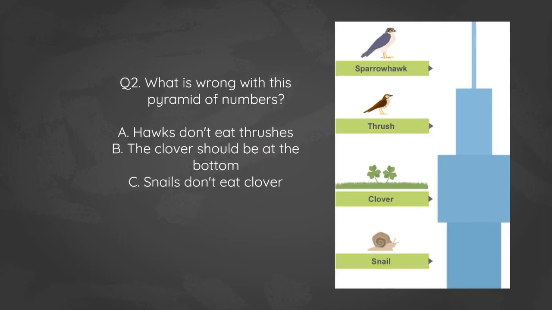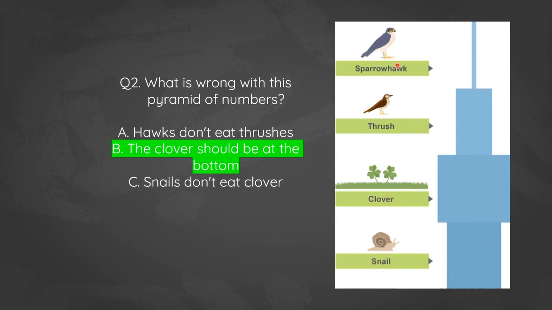What is wrong with this pyramid of numbers over here? Is it A, the hawks don't eat thrushes? B, the clover should be at the bottom? Or C, snails don't eat clover? The answer is the clover should be at the bottom because the clover is the producer. So remember, the green plants, for example, clovers, they always start the food chain. So they should really be at the bottom.